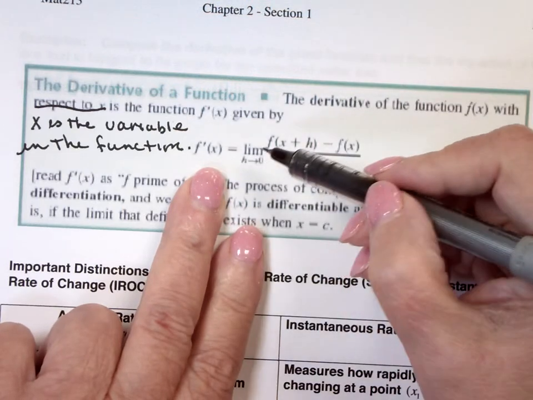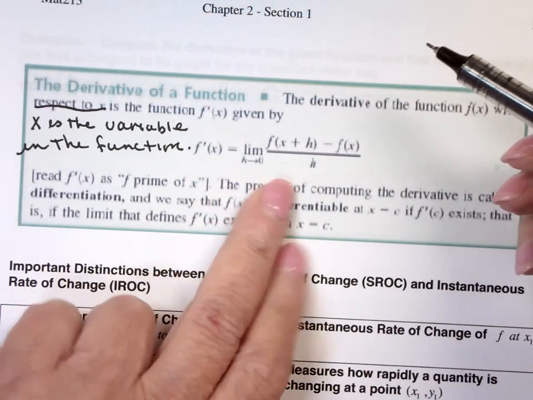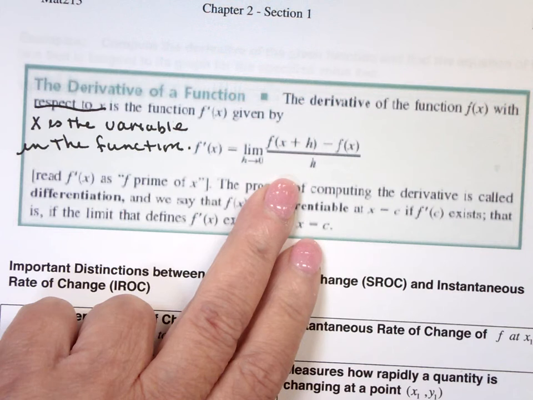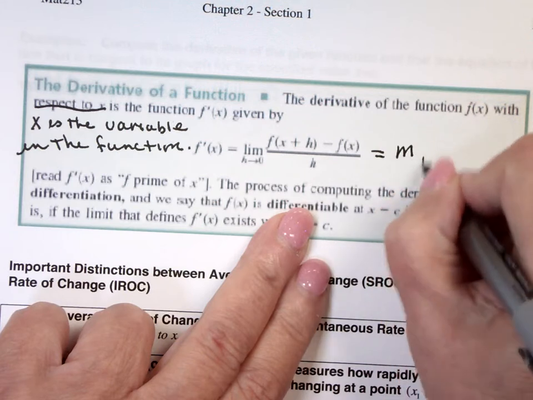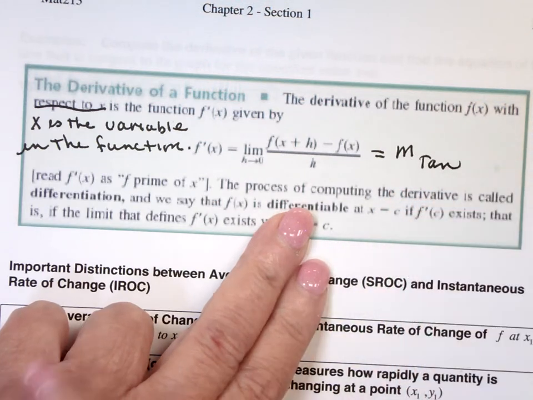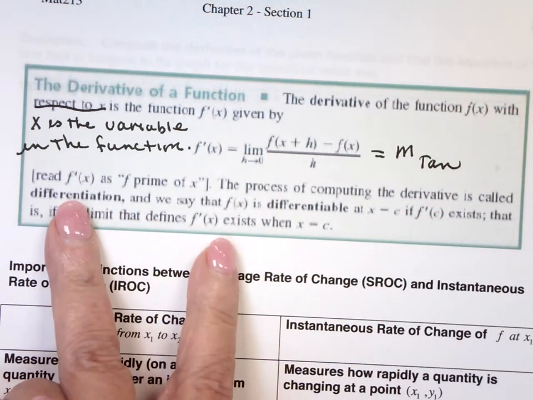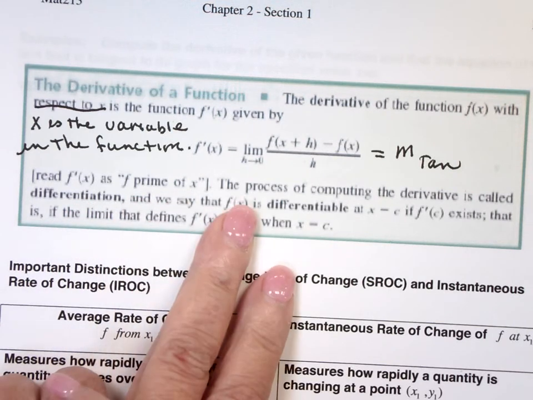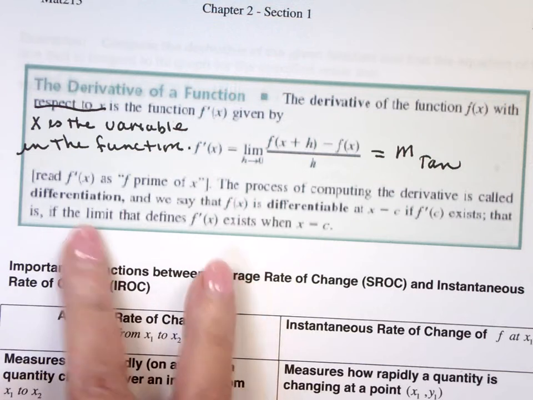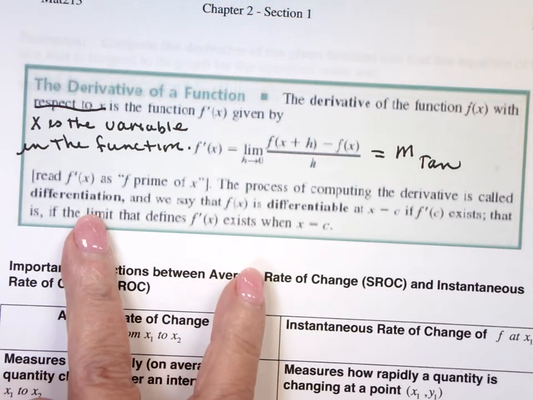f prime of x is the limit as h goes to 0 of f of x plus h minus f of x all over h. We also know that to be the slope of the tangent. Read f prime of x. The process of computing the derivative is called differentiation.